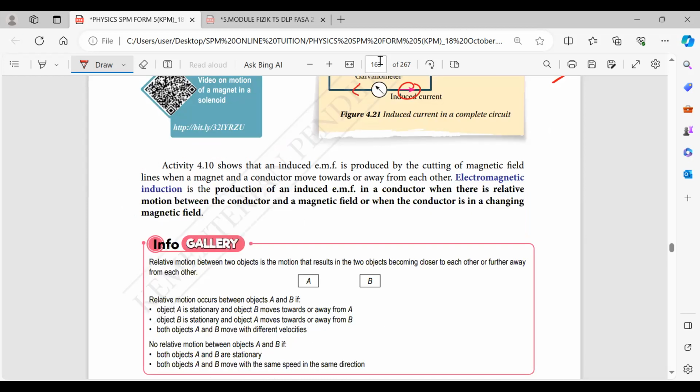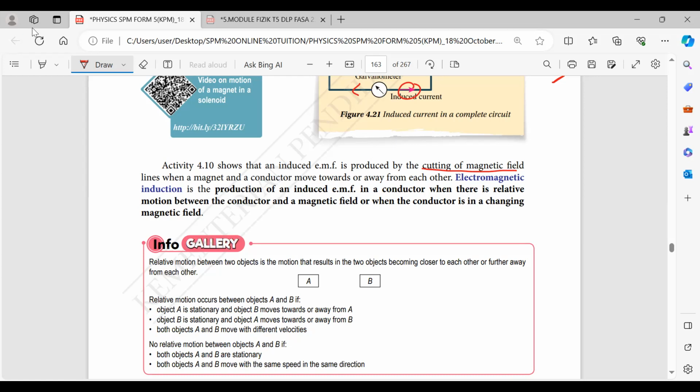So activity 4.1 shows that the induced EMF is produced by the cutting of the magnetic field lines when the magnet and the conductor move towards or away from each other. Electromagnetic induction is the production of an induced EMF in a conductor when there is relative motion between the conductor and the magnetic field, or when the conductor is in a changing magnetic field. So that is what I mean by production of induced EMF.